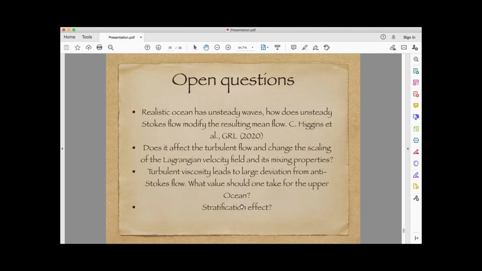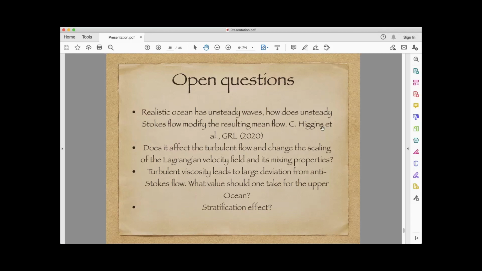So some open questions from this particular subject. A realistic ocean, for example, has very unsteady waves. We took a very generalized system where you have monochromatic waves that are propagating from one place to another place. But in the real ocean, you have a fluctuating wave field. So you have unsteady waves. So how does an unsteady Stokes flow modify the resulting mean flow?